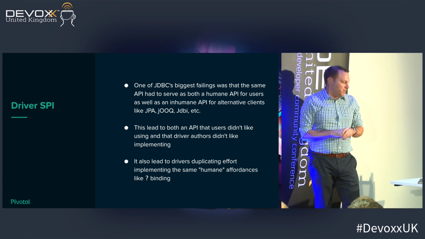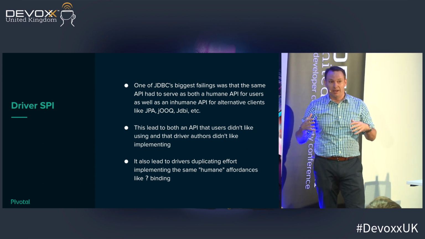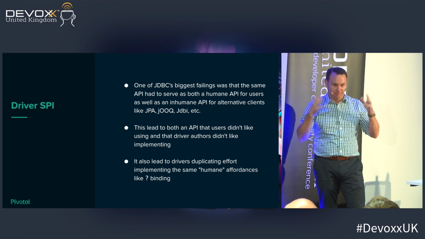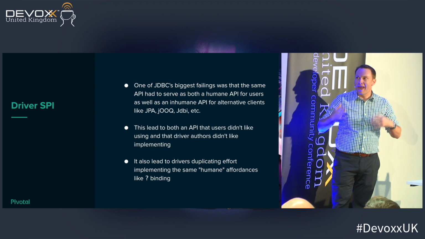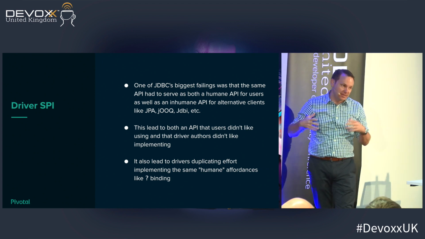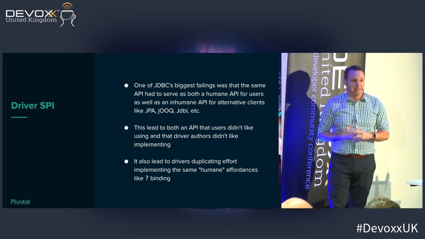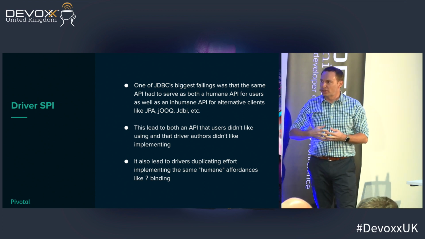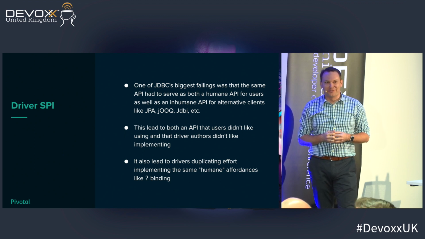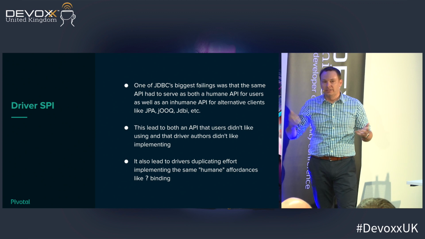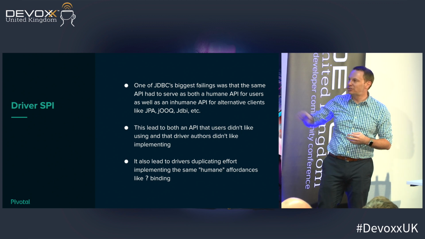So we say that one of JDBC's biggest failings was that the same API had to serve as both the humane API, because remember this is sort of 20 years ago, people thought the JDBC API would be used directly, so it had to serve as both the humane API as well as the inhumane API for implementing things like JPA standing on top of it. And this gave us an API that basically nobody liked, right? Developers don't use it directly because it's such a giant pain to use, even as far back as me starting in the industry, early 2000s, we had something like JdbcTemplate in Spring that sort of wrapped all of this stuff up because you'd never use JDBC directly.